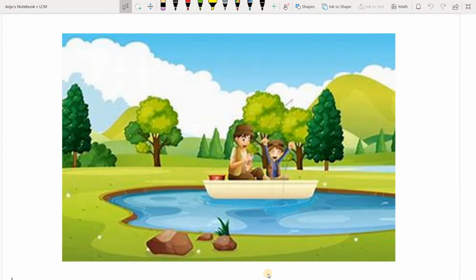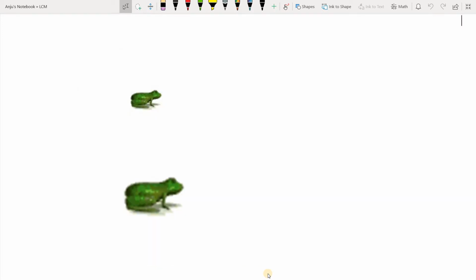There were two friends, Rohan and Sohan. दोनों नाव की सैर कर रहे थे. Then suddenly both of them saw two frogs jumping in a particular manner near the pond.